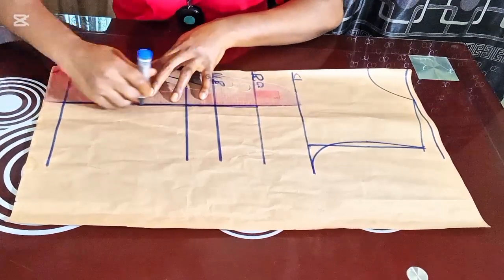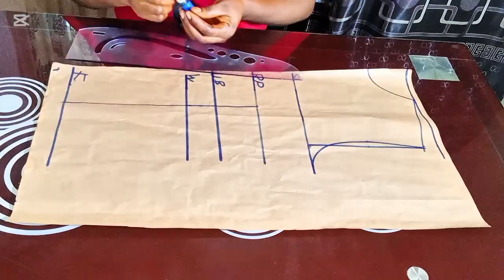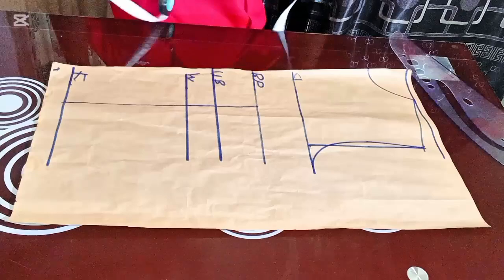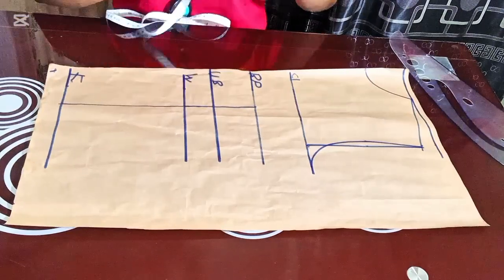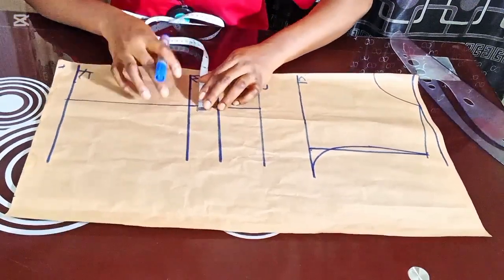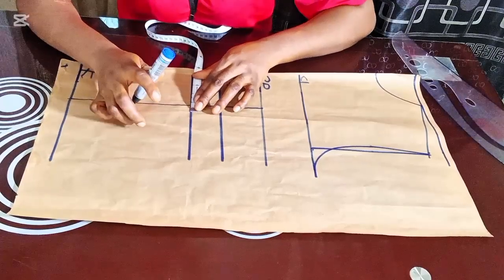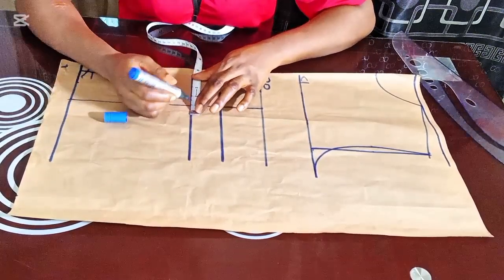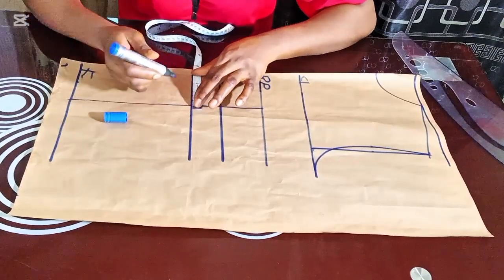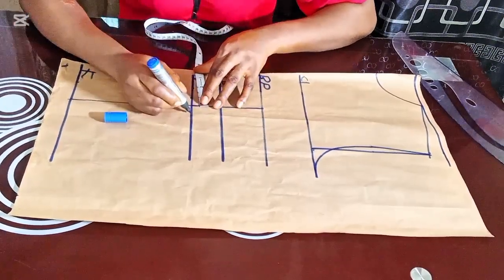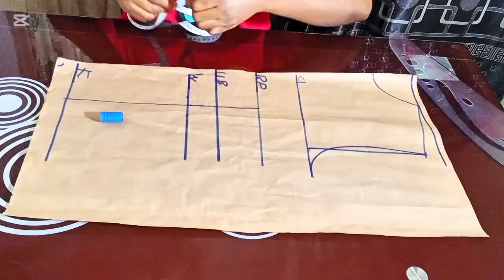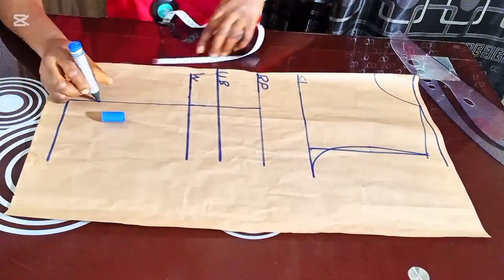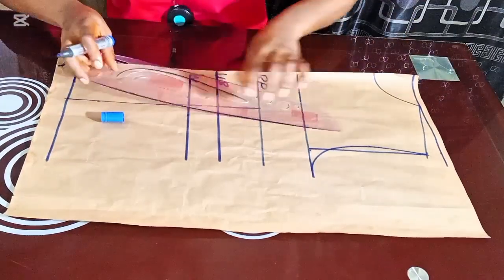At this point, I'll be taking my dart width of 1 inch. You can do 0.5 or even 0.75. I'll just go on with 1 inch on both sides, so I'll just mark it out. The 1 inch that I take in here is not constant. It's for people who are very busty. So if your bust is below 40, you can go in with 0.5 or even 0.75. All right.